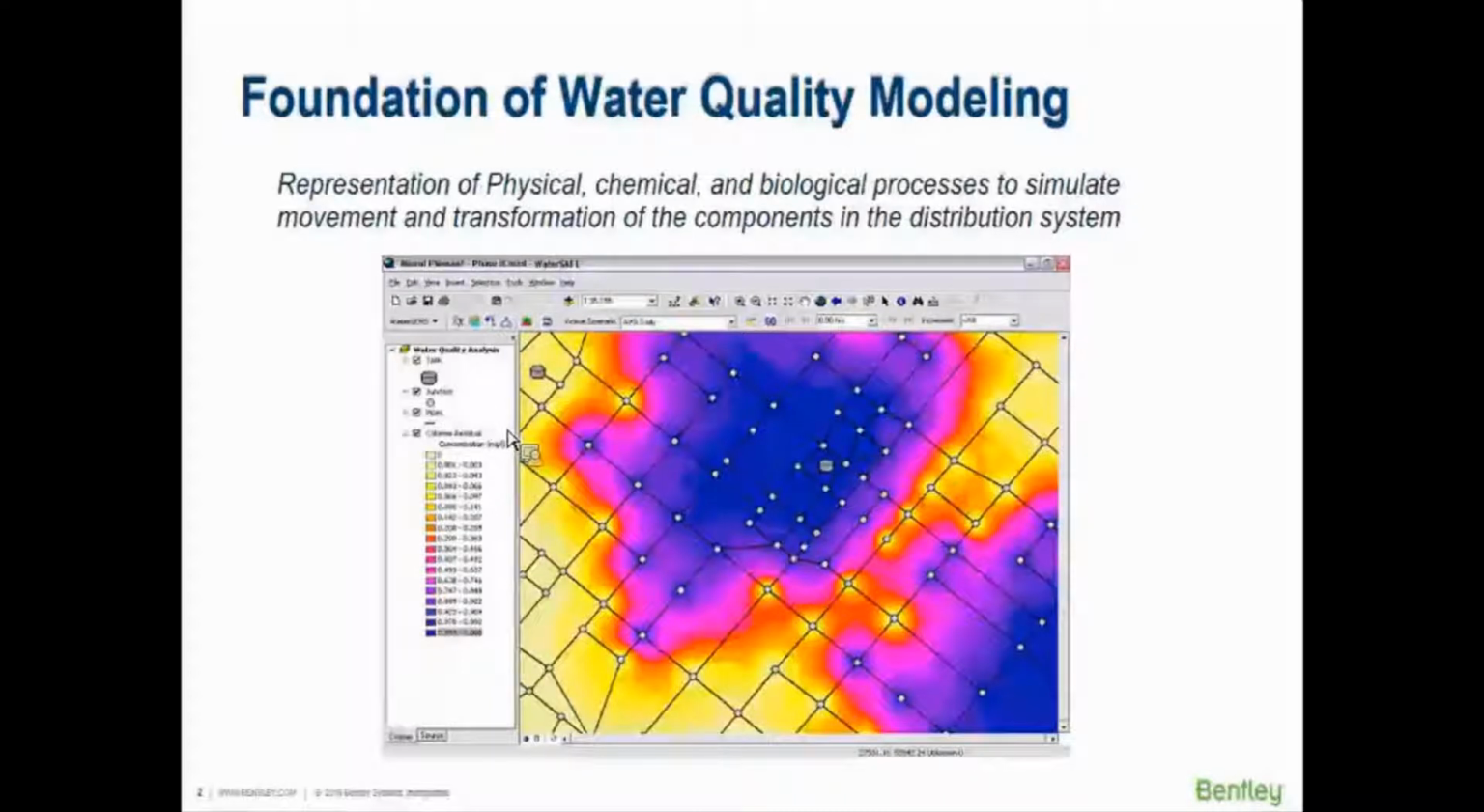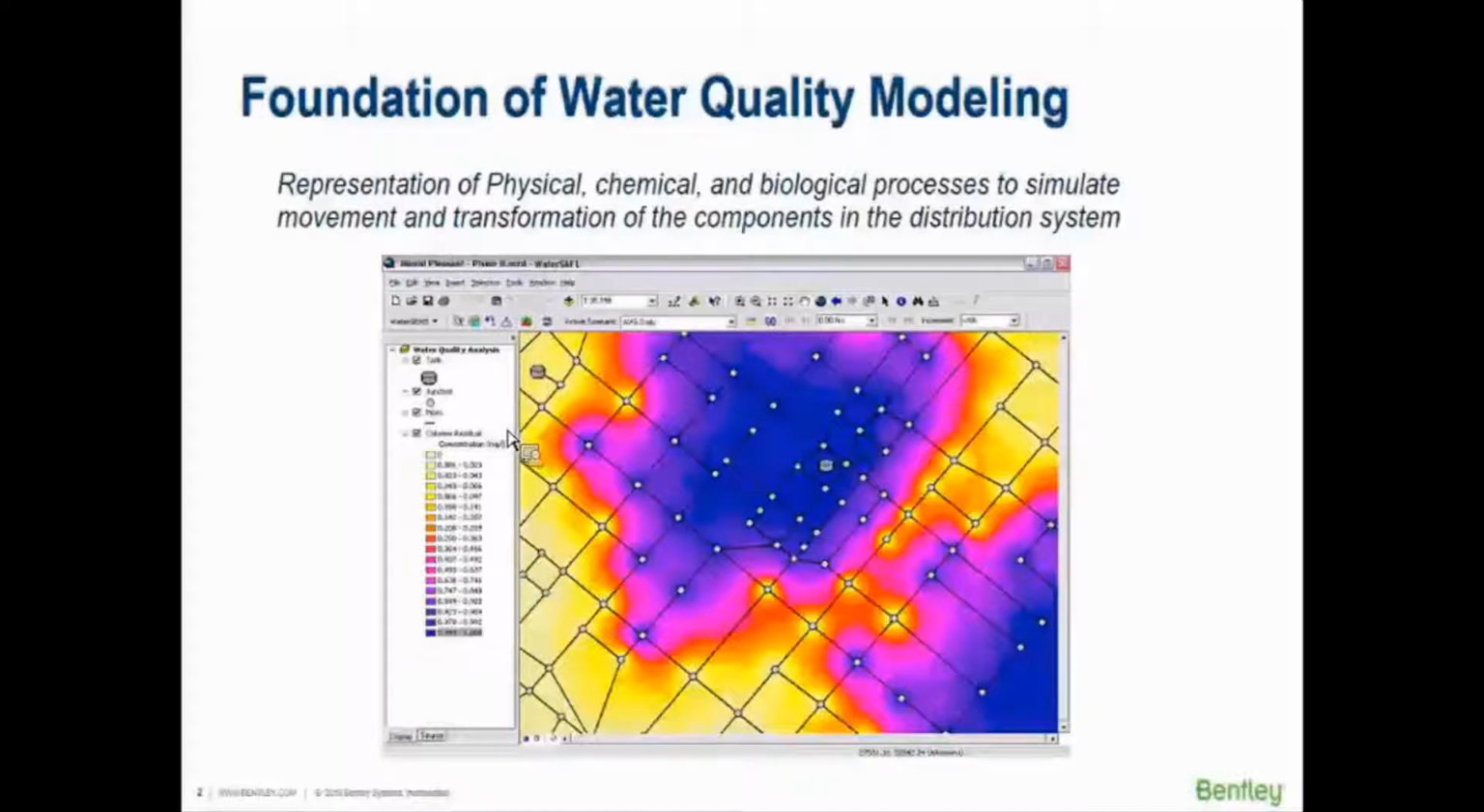So remember, what this is trying to do is mimic the transformation, movement, and mixing of the constituent, whatever it is, throughout the system. And in the next few slides, we're going to get into constituent types and how those constituents behave in the system and how we get to that information. But this is at the high level what we're trying to achieve with water quality modeling.